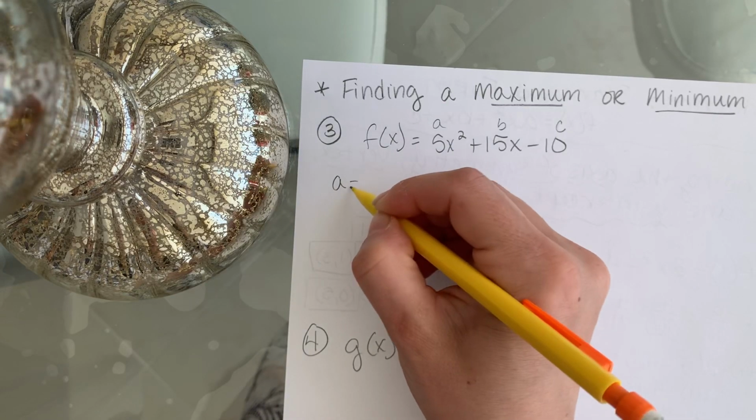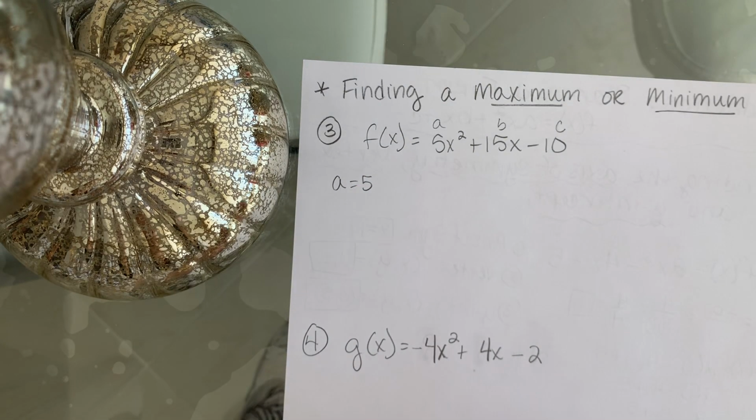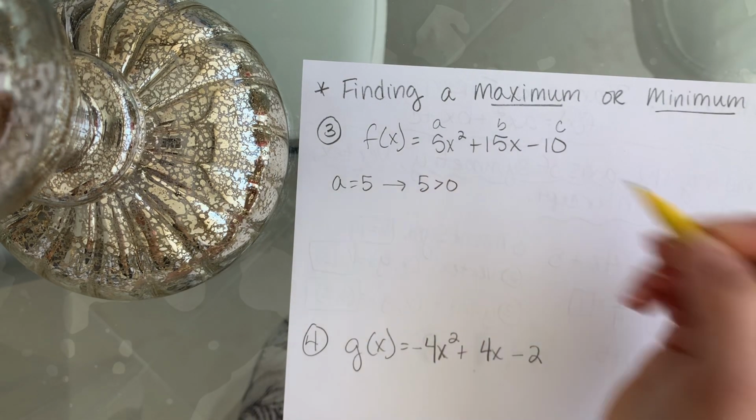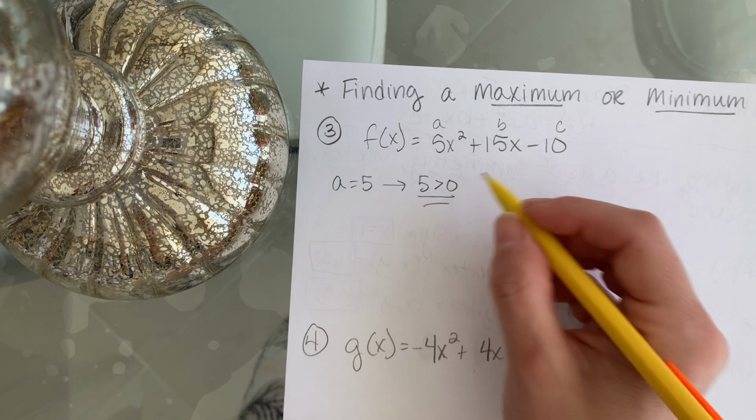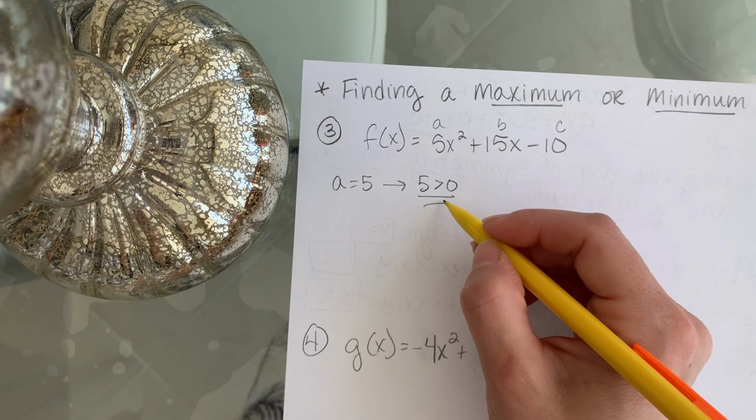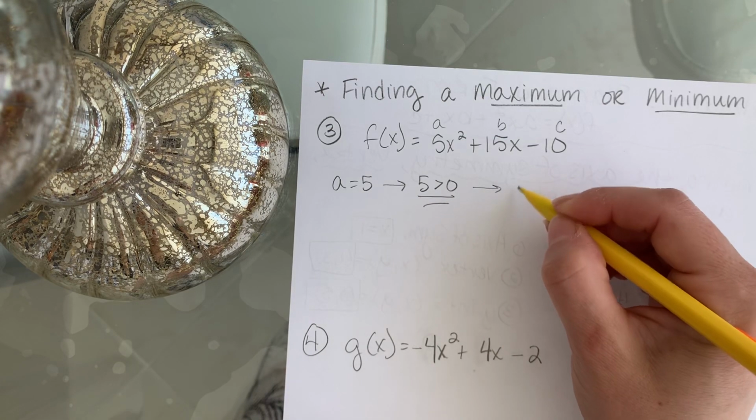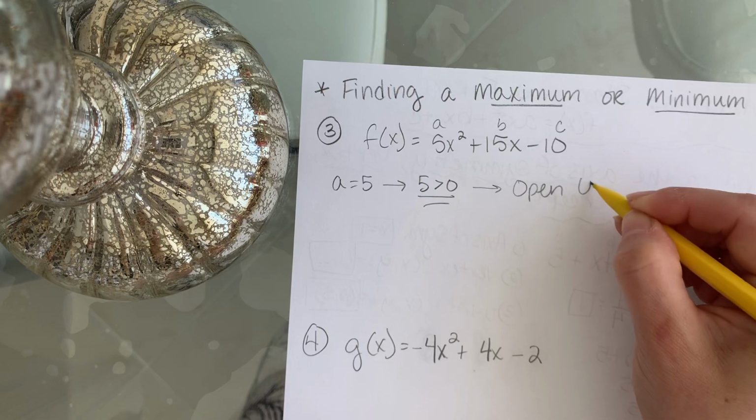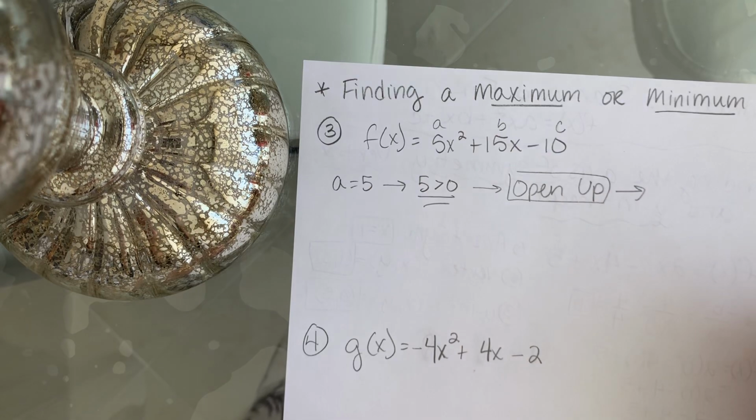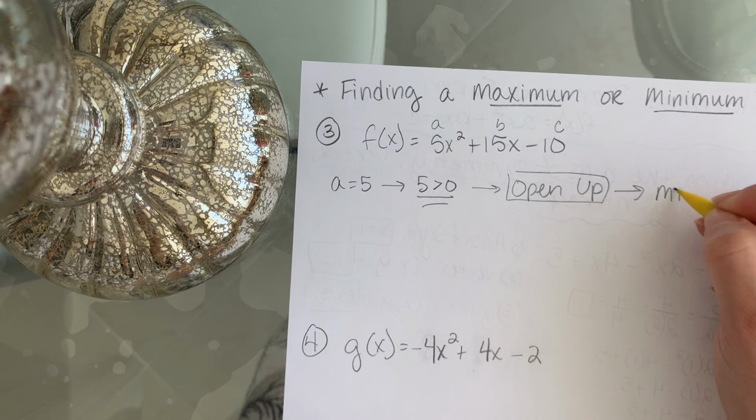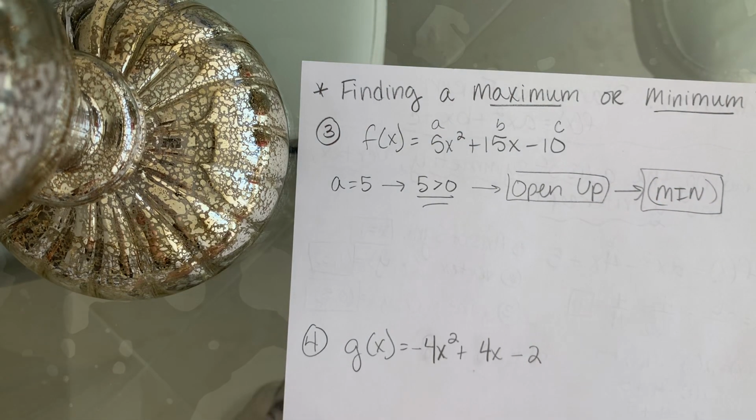value is equal to positive 5, which means what is that in relation to 0? 5 is greater than 0, okay? So what that means, when you have an a value that is greater than 0, your parabola is going to open up. It's going to have a minimum value. It's not going to have a maximum.